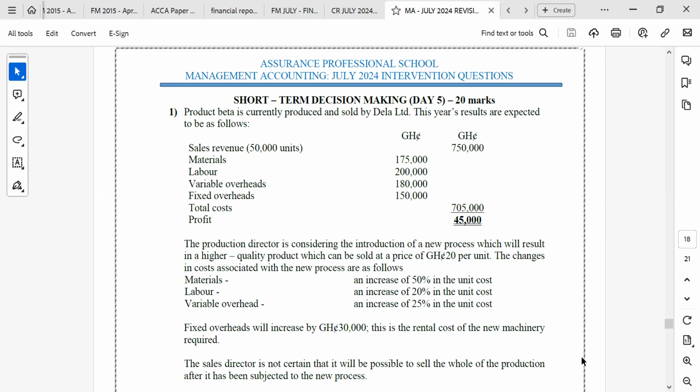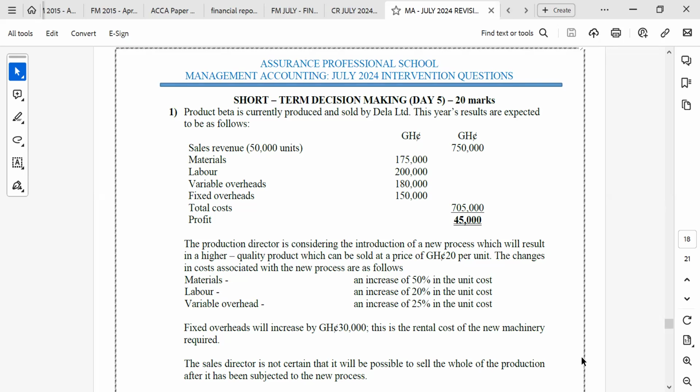Currently, it is 3.5. Now, this will increase by 50%. So what is the additional cost that will be coming from the new system in terms of material? That will be 5.25. That will be the total, but the current one is 3.5. So what is the additional? That will be 2.25.